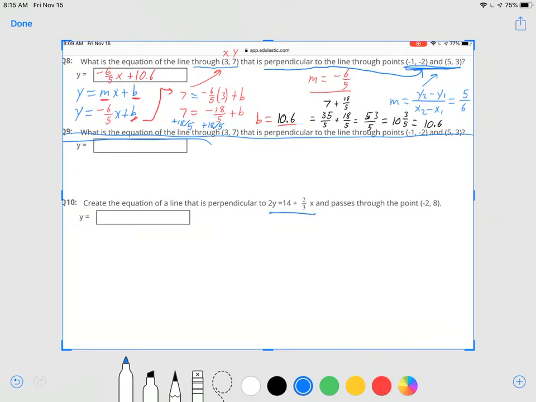Okay, so we can't easily identify what the slope is here because it's not in slope-intercept form, but we can change it into slope-intercept form. So let's start doing that on the left over here. We have 2y equals 14 plus 2/3 x. I'm going to switch the order of these two. Not a big step, but that's what we're used to when we say y equals mx plus b. So now we have the x term first. Okay, now we're going to divide both sides by 2.